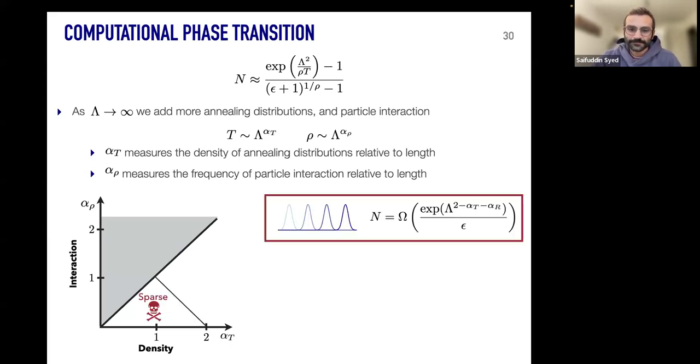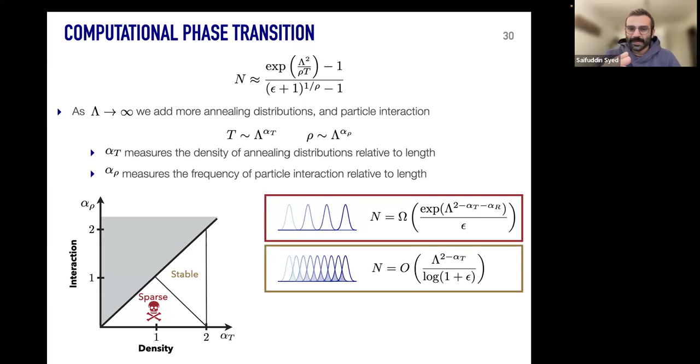So it turns out, if you do the analysis, there are 3 distinct regions that end up forming. It's kind of like the equivalent of a phase diagram in statistical mechanics. So when you don't have enough distributions relative to the length, and you don't have enough particle interaction, in particular when alpha t plus alpha rho is less than 2, you can show that you need at least an exponential number of particles in the length to get a variance within epsilon.